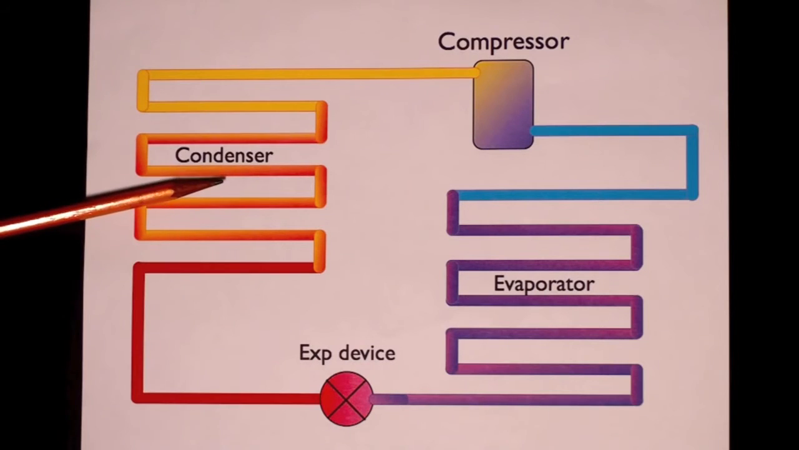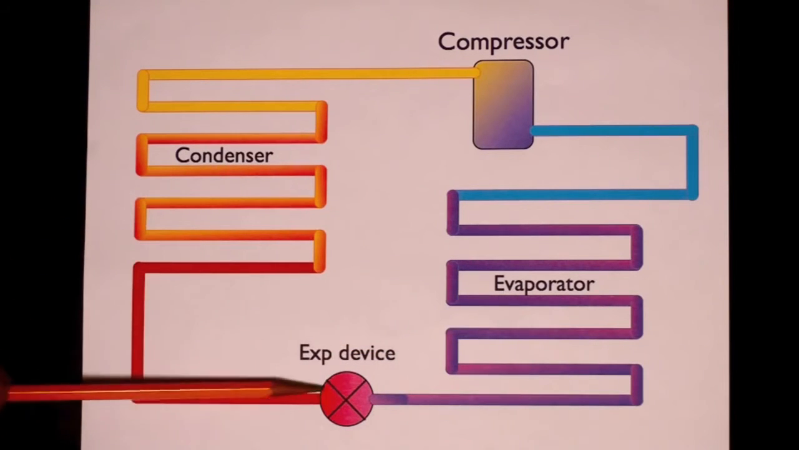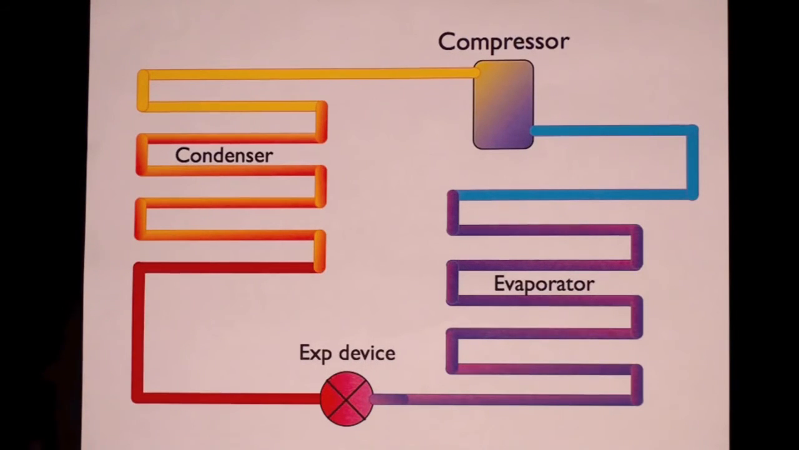High temperature and pressure, releasing the heat, through the expansion device to the evaporator, low pressure, absorbing heat, going back to the compressor and doing it all over again. There are a number of other parts to the refrigeration system, but these are the only 4 that you must have to make it work. And that's the beginning of talk about the refrigeration cycle.